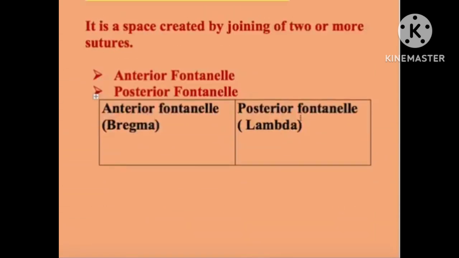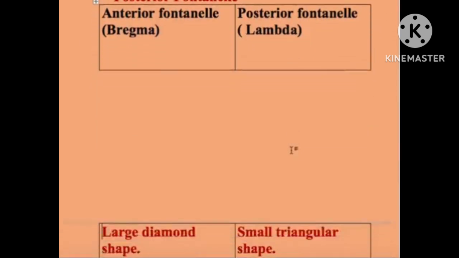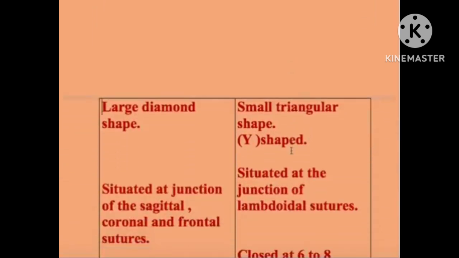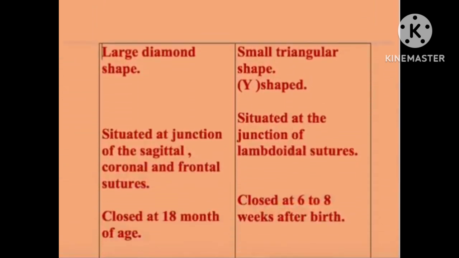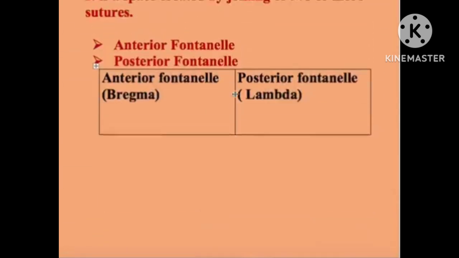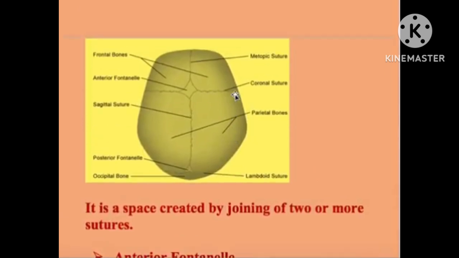Next one is the posterior fontanelle or lambda. Posterior fontanelle is also known as the lambda. The posterior fontanelle is small and triangular or Y-shaped, and it's situated at the junction of lambdoidal sutures and closes at 6 to 8 weeks after birth, and it has a bony floor. So these two types of fontanelle are present in the fetal skull: anterior fontanelle and posterior fontanelle.